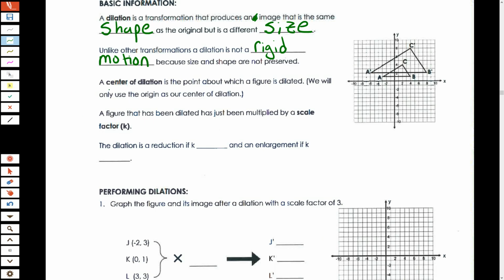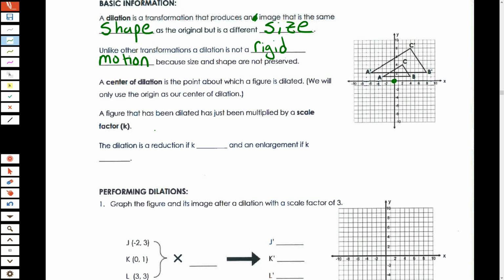Now, when we talk about where we are dilating from, that is called the center of dilation. It is the point where we are dilated from. Okay, now in 8th grade, we only use the origin. So we will only be dilating from 0, 0.